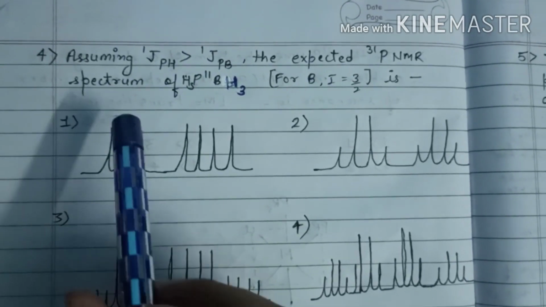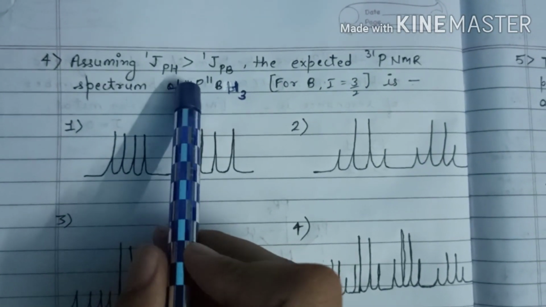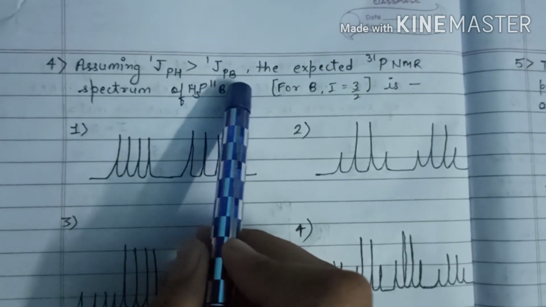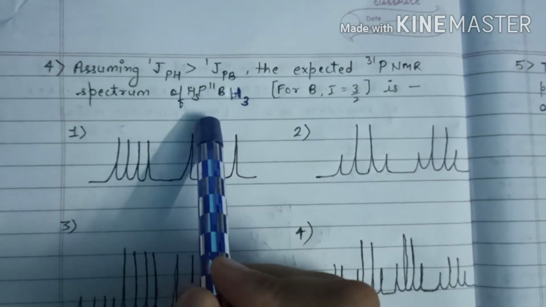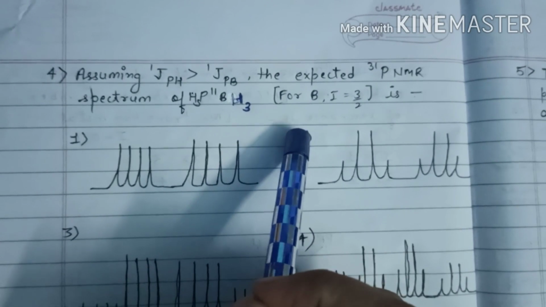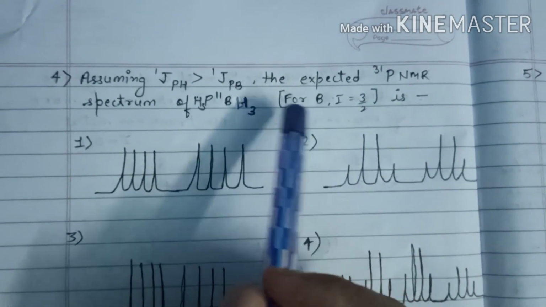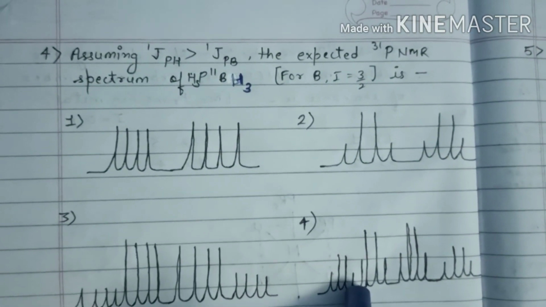Next question is, assuming the J coupling for phosphorus-hydrogen is greater than the J coupling of phosphorus-boron, what is the expected P-31 NMR spectrum of the PH3-BH3 molecule, if for boron the spin number is 3 by 2? So which one is the correct option?